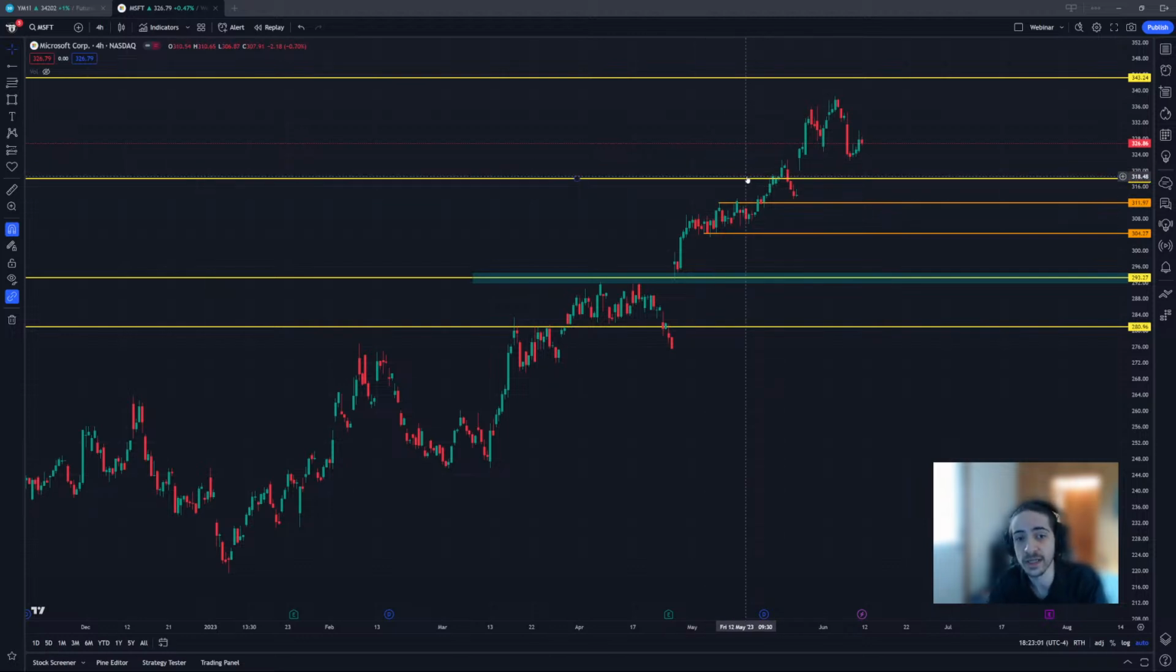Breakout move is great for scalping. If you're into scalping, that's great. You know, we had consolidation over here when we broke out.